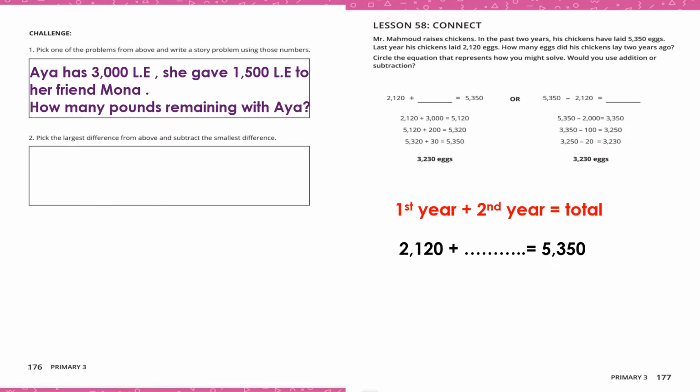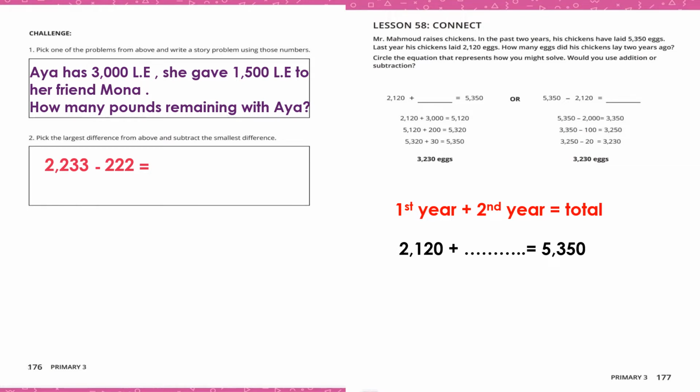Okay, number 2, choose the largest difference from above and subtract the smallest difference from the previous page. From the previous page, choose the biggest difference and the smallest difference. So, the biggest difference on the previous page equals 2,233. Subtract the smallest difference, which was 222. Make a subtraction between them.